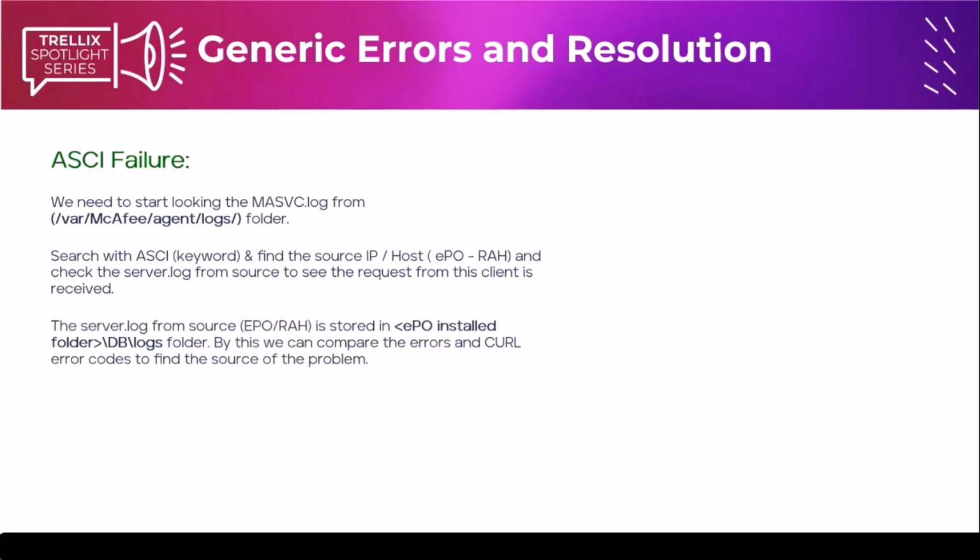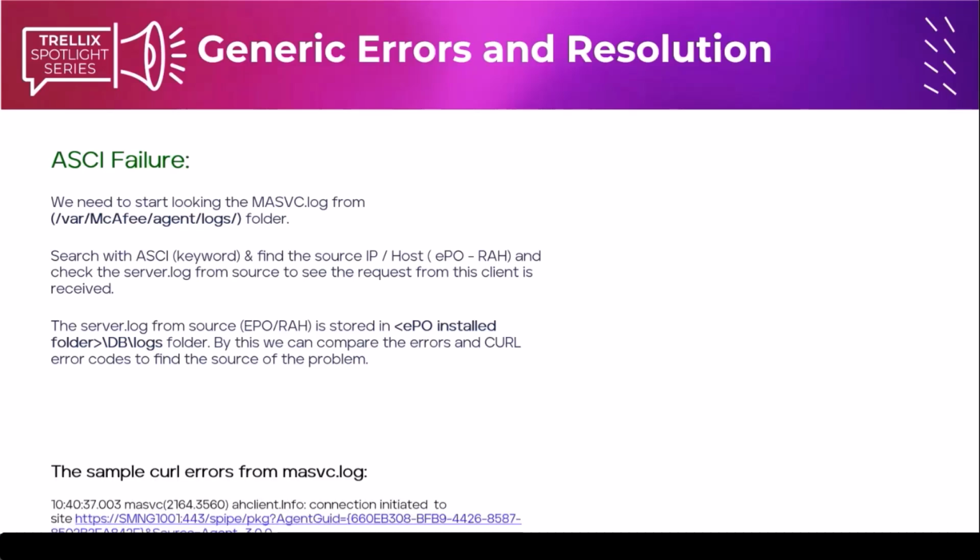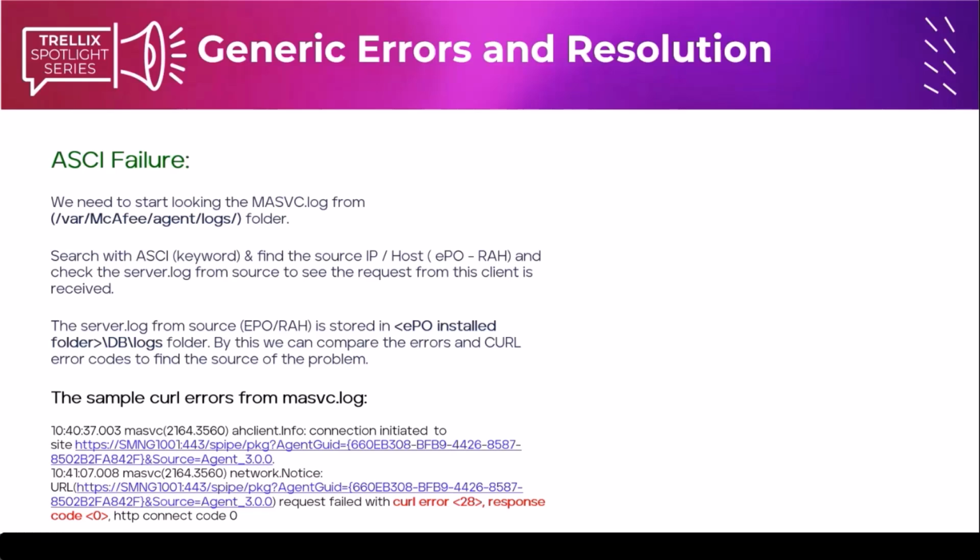Also, in the EPO server, we do have a file called server.log. Here, we can search for the IP address of the EPO and see what is the error or the curl error codes which have been recorded in the server.log. Comparing that with masvc.log will help us to find the source of the problem. And now let's see one of the sample error logs which has been taken from masvc.log.